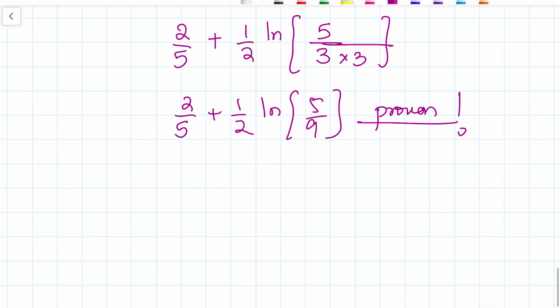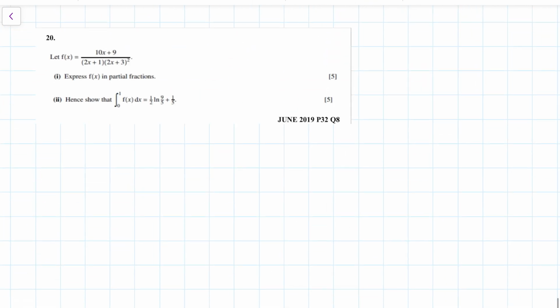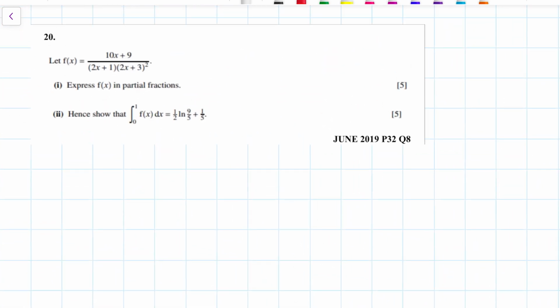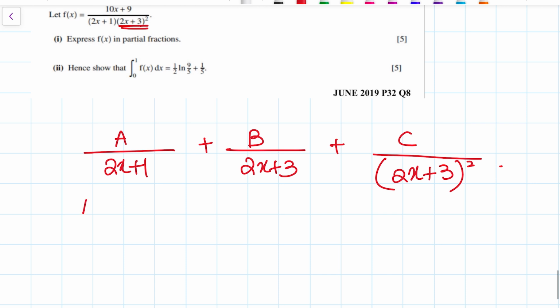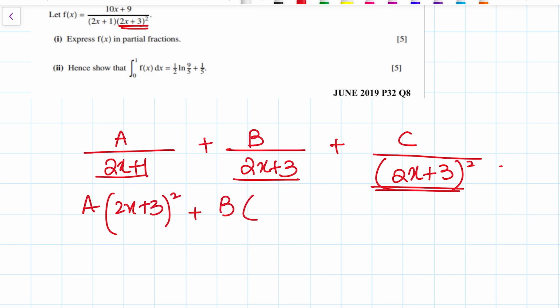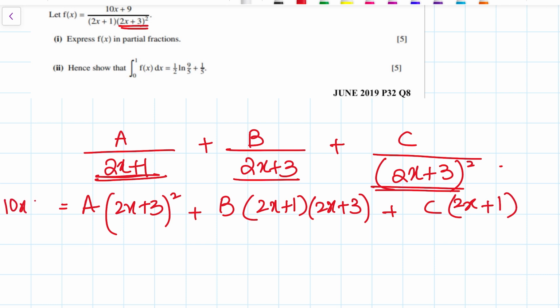Let's do one more question before I end this video. The first part says we have to express in partial fractions, and this is a repeated factor. How do we open a repeated factor? A upon 2x plus 1, plus B upon 2x plus 3, plus C upon (2x plus 3) the whole square. Be very, very careful with the LCM. A requires this entire thing because it doesn't have it. B requires this and a single this. And C requires just this expression because it has a double 2x plus 3. Equals 10x plus 9.